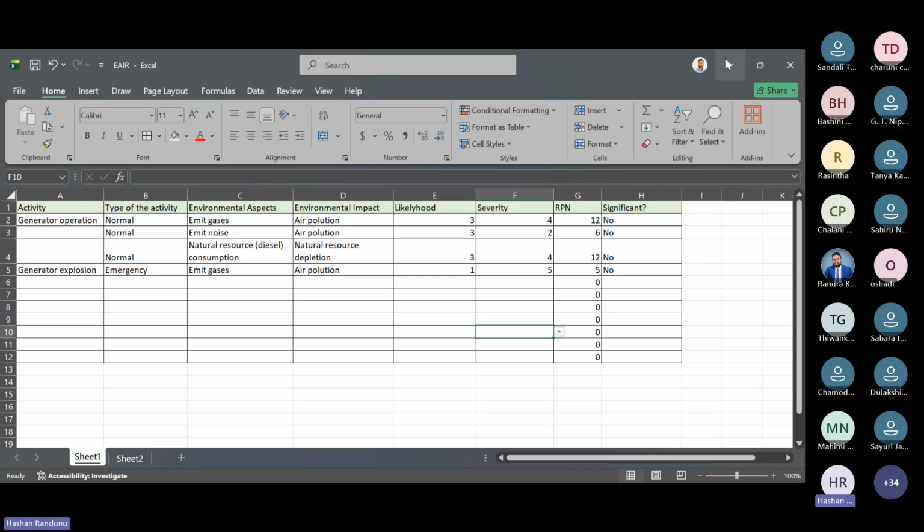And you have considered the RPN, I think more than 10 for significant environmental aspects, right? I ask this because you have identified fire in storeroom. You have identified that as an emergency, and the RPN is 10 out of 25. But you have identified that as a significant environmental aspect.